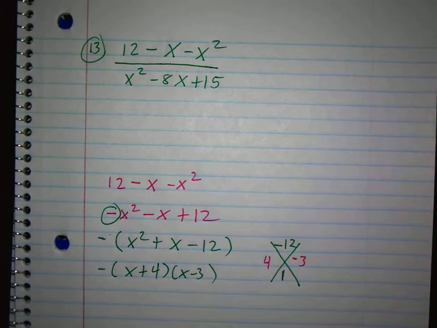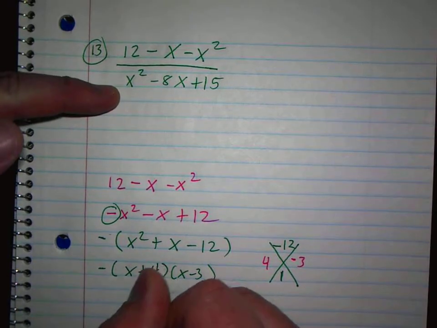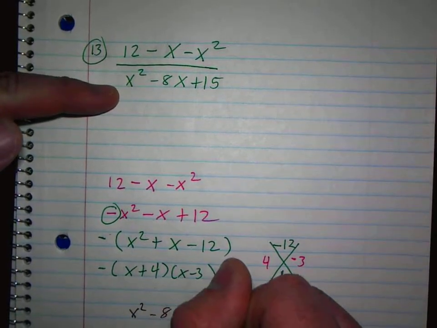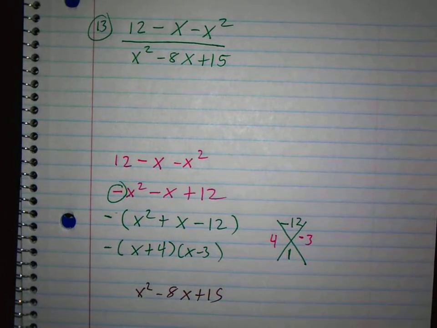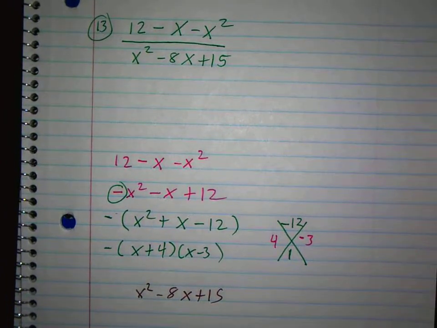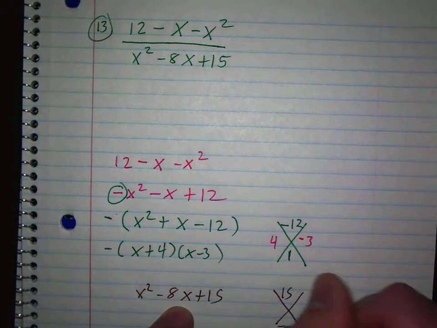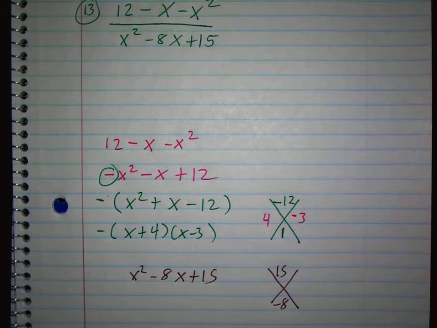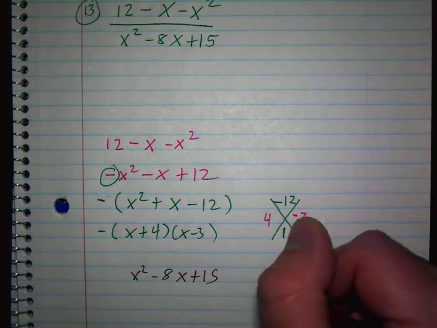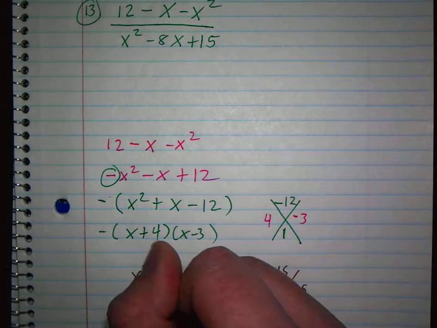And then when I factor x squared minus 8x plus 15, and maybe you don't even do this part because you can do that part in your head, it's already in standard form. There's no negative leading coefficient. What two numbers multiply to 15 but add to negative 8? Negative 3, negative 5, right? So it's x minus 3, x minus 5.